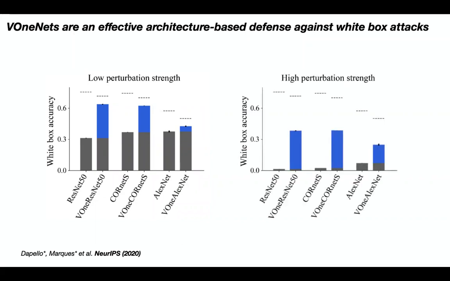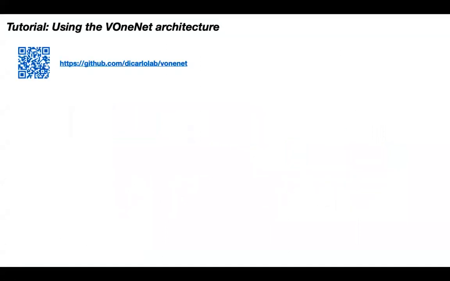When we increase the perturbation strength of these attacks, standard models have an accuracy almost at zero. We now see that the VOneNets are also affected by the attack, but they have a considerably higher accuracy than the standard models. So I'll be talking about these results and more in the talk Monday.